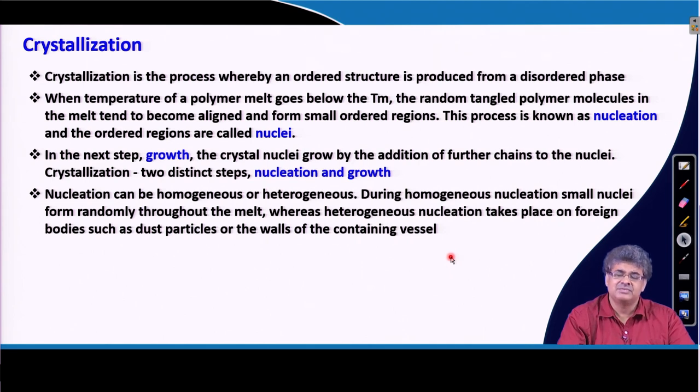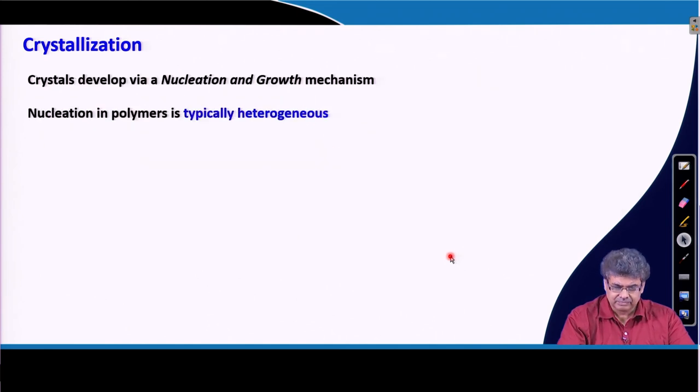The substance which is added to induce the nucleation process is called a nucleating agent. So, crystals develop via a nucleation and growth mechanism, as we discussed in the last slide. And as I discussed, nucleation in polymers is generally heterogeneous, and we add nucleating agents to induce nucleation in polymers.